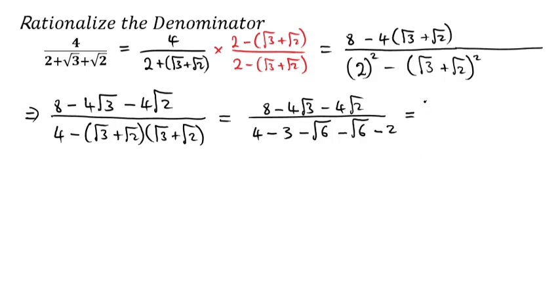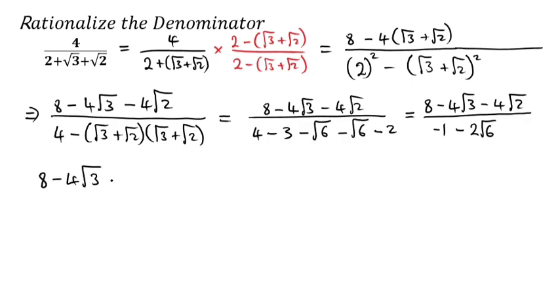So this will be equal to 8 minus 4 root 3 minus 4 root 2 divided by, so 4 minus 3 is 1. 1 minus 2 is negative 1. Then the root 6 will give us negative 2 root 6. So that's where we are at now. So I have 8 minus 4 root 3 minus 4 root 2, and all this is over negative 1 minus 2 root 6.